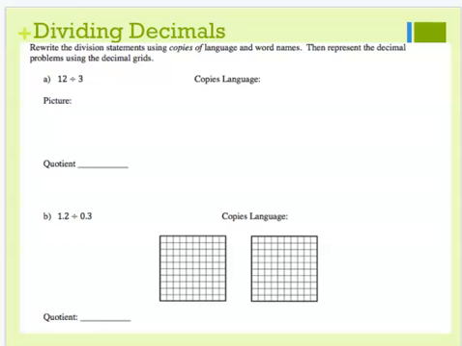Now let's move to dividing decimals. So again, we're going to start with pictures and our copies of statements. So rewrite the division statements using copies of and word names. Then represent the decimal problems using the grids. So 12 divided by 3 is really asking how many copies of 3 are in 12. And the second question, how many copies of 3/10 are in 1 and 2/10?